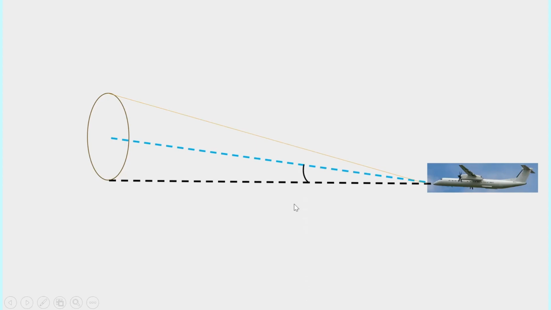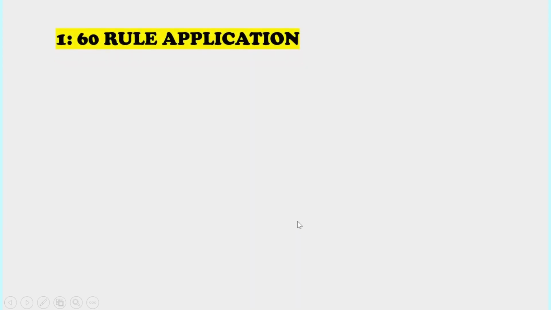Okay, and when we continue with the weather radar explanation, we jump into something called the 1 in 60 rule. I'm not going to go too detailed into this one. It's a very simple rule. You can read about it on the web, or if you have your manuals, you can read about it in your manuals. So what does the 1 in 60 rule say?